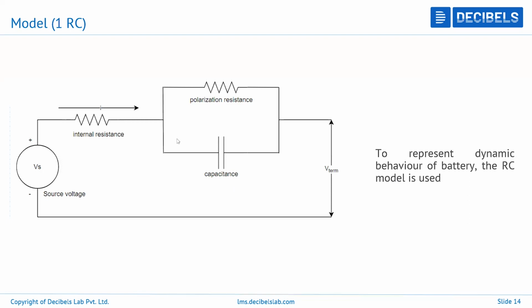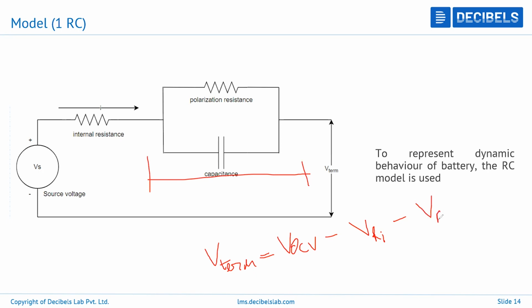So here the prominent features are that we have parallel resistance and parallel capacitance. Then your total terminal voltage will be V term equal to, once again, the source voltage, that is VOCV, the open circuit voltage, minus the voltage drop across the internal resistance, which I'll abbreviate as VRI, minus the total voltage drop across the branch here. I will write this as VRC.